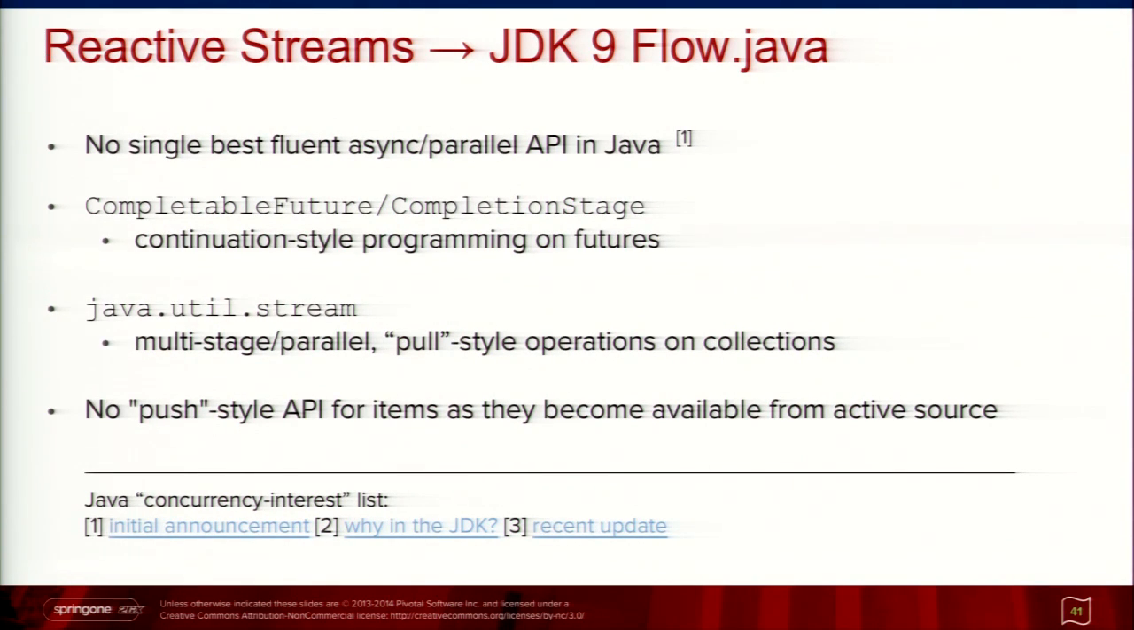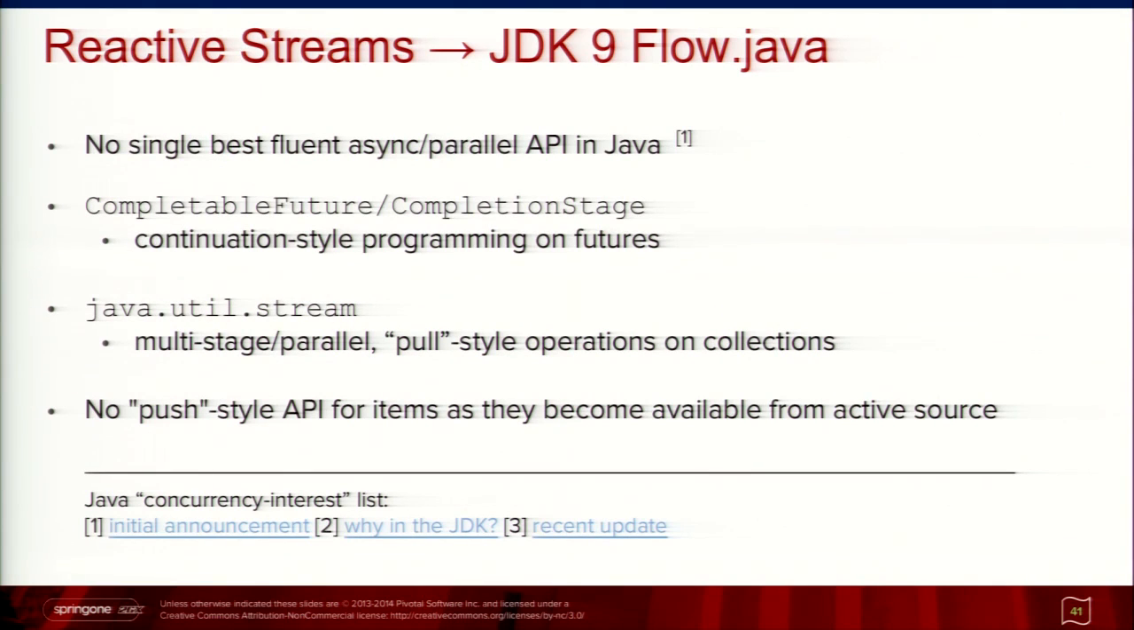For JDK 9, the important bit here is that Reactive Streams is actually going to be adopted in JDK 9. This is going to be part of java.util.concurrent, in a class called Flow.java. All these identical contracts are going to be in there. And you might be wondering why this is going into JDK 9 in the first place. There are a few links at the bottom, so you can read some of the discussions with Doug Lea's answers. But it boils down to the fact that java.util.concurrent's purpose is to deal with asynchronicity and concurrency, but there's no single best API for async and parallel in Java.